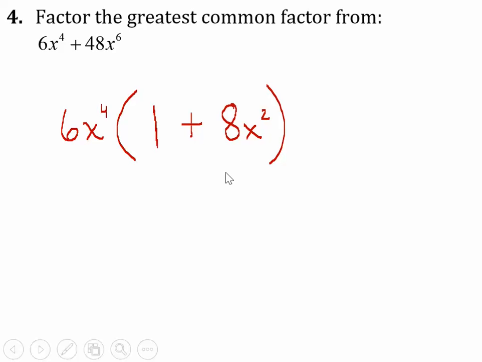Okay, it has to make sense, because when you do the distributive property, you still have to get to the same answer. We good? So when you distribute here, notice you're going to get that 6x to the 4th back. That's what you want. If the 1 was missing altogether, then you would not get the same answer back.